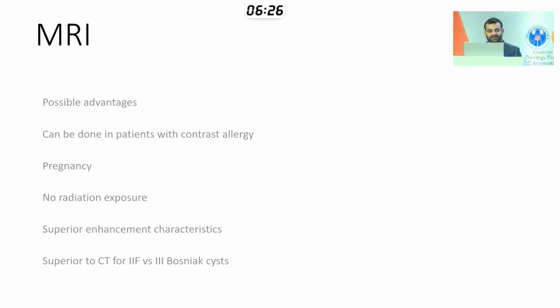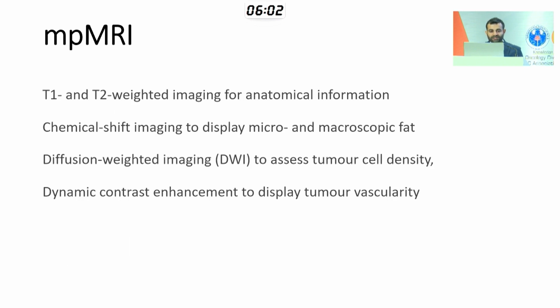So the next investigation is MRI. The possible advantages of MRI are that it can be done in patients who have allergies to iodinated contrast, it can be done in pregnancy, and it provides no radiation exposure. It has superior enhancement characteristics, and it is considered superior to CT for differentiation of type 2F and type 3 cysts.